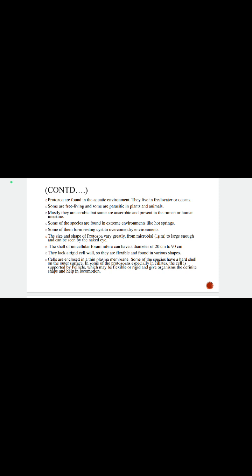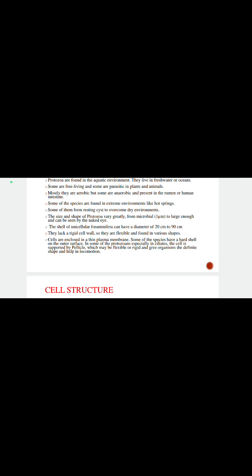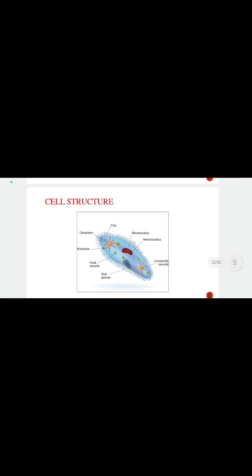They lack a rigid cell wall, so they are flexible and found in various shapes. Cells are enclosed in a thin plasma membrane. Some of the species have a hard shell on the outer surface. In some protozoa, especially in ciliates, the cell is supported by a pellicle. Pellicle means a thin skin or film covering for certain protozoa. It is just a covering skin, which may be flexible or rigid, and gives the organism a definite shape, and it also helps in locomotion. This is the cell structure of protozoa.